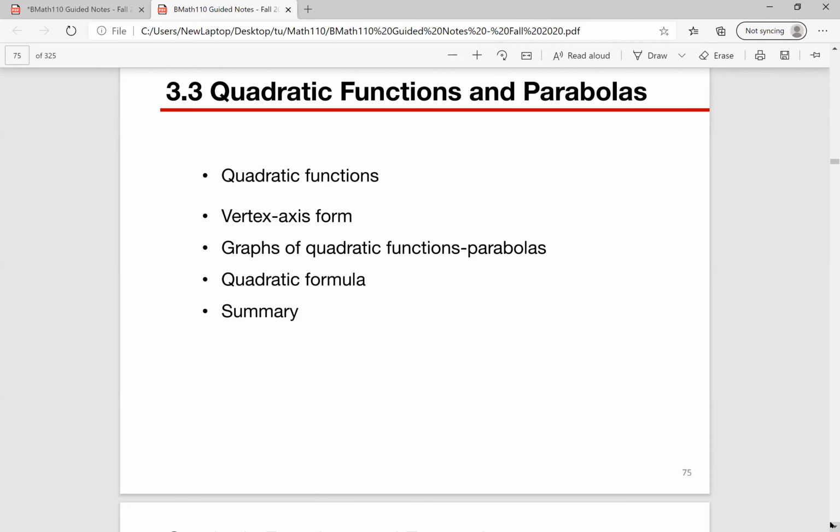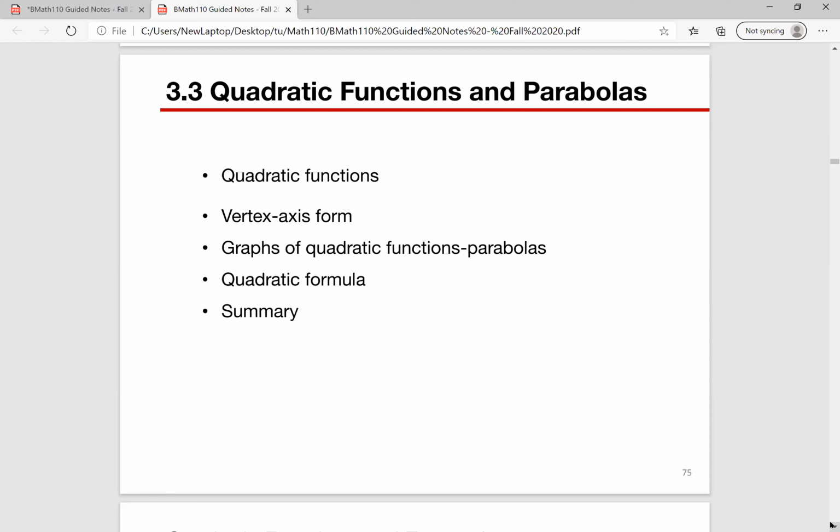Hi class. Today I will talk about section 3.3 in Math 110, quadratic functions and parabolas. In this session we're going to talk about quadratic functions, the vertex axis form, graphs, a quadratic function as a parabola, and the quadratic formula, and then summarize. So let's go.